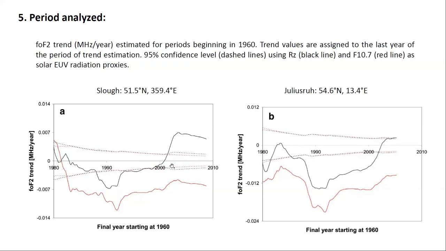These figures show foF2 and trend estimation, first for the period 1960-1980, which is this trend. The time series always begin in 1960. Here we increase 1 year at a time, and we see that the trend seems to converge to the negative trend we are expecting from the greenhouse gases effect. But as soon as we begin to incorporate years after 2000, the trend becomes more positive.